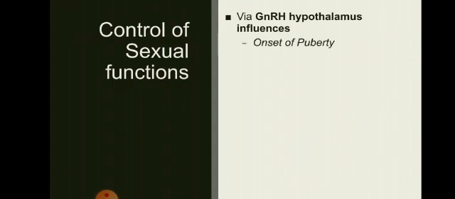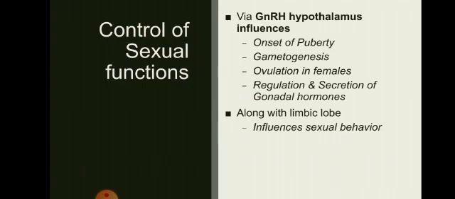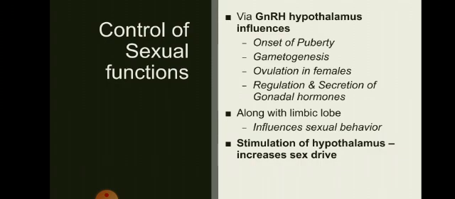Now let's have a look at how the sexual functions in the body are controlled by the hypothalamus. The sexual functions are mainly controlled by the release of the gonadotropin releasing hormone by the hypothalamus. When GnRH is released, it influences the onset of puberty, gametogenesis, ovulation in females, and regulation and secretion of gonadal hormones. Along with the limbic lobe, the hypothalamus does many functions. The function the hypothalamus does in relation to the limbic lobe regarding sexual function is that it influences sexual behavior.